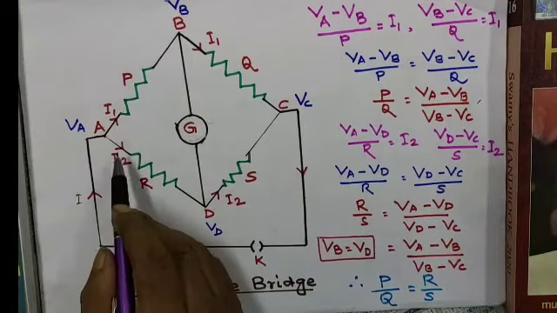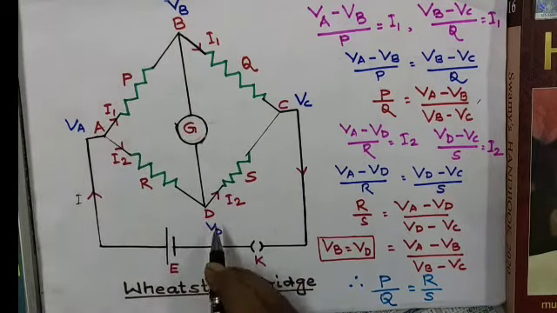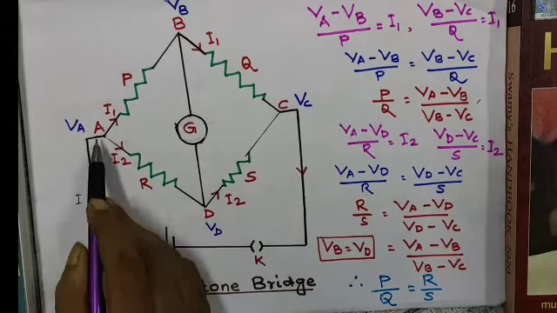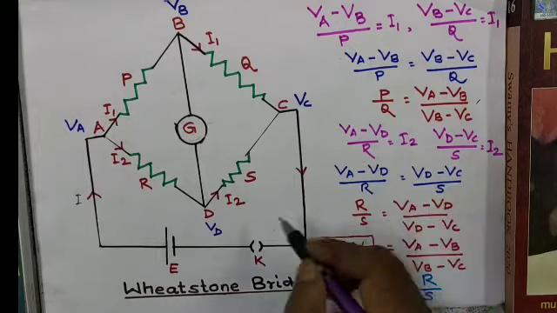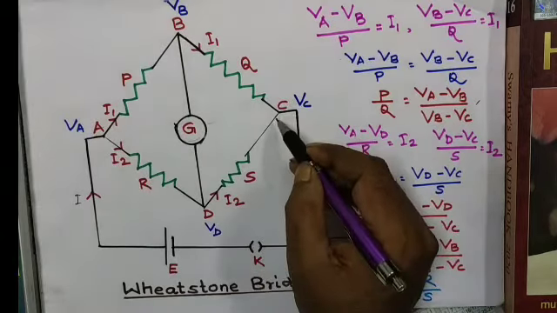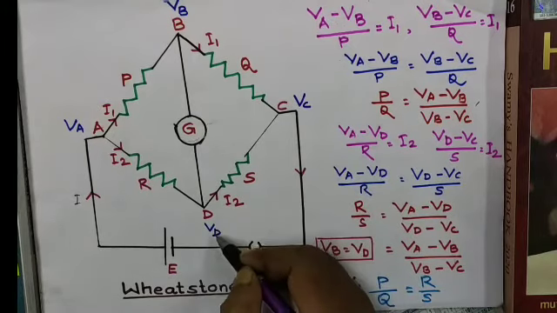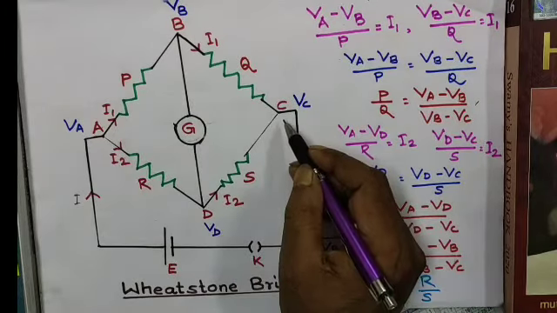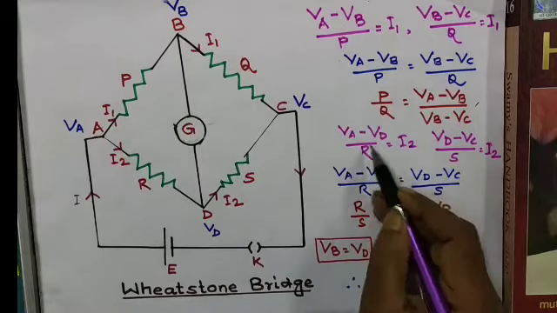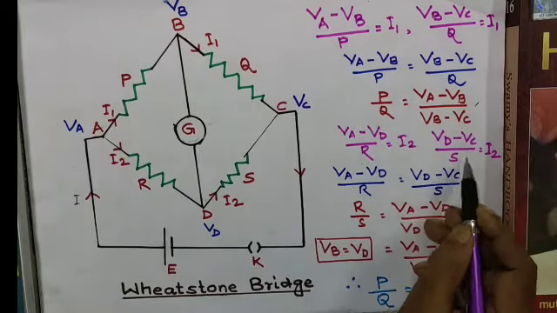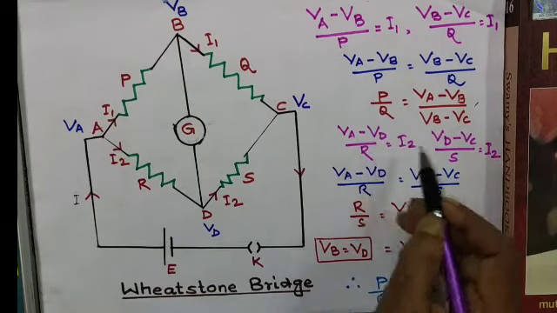And here, if we apply Ohm's law between the points A and D, then we can get VA minus VD by R is equal to I2, and in the conductor DC we can get VD minus VC by S is equal to I2. So this is equal to I2 and this is also equal to I2. So we can say that this is equal to this.